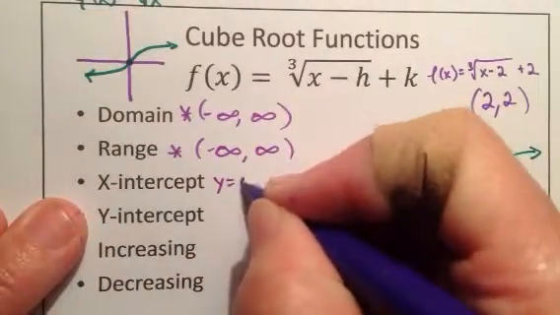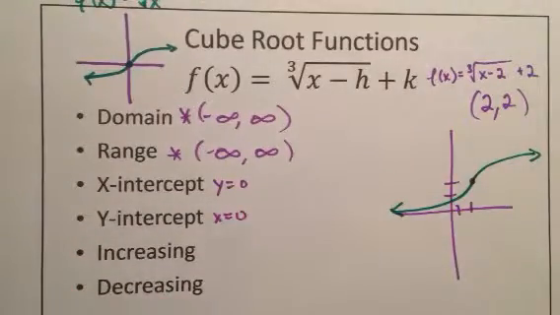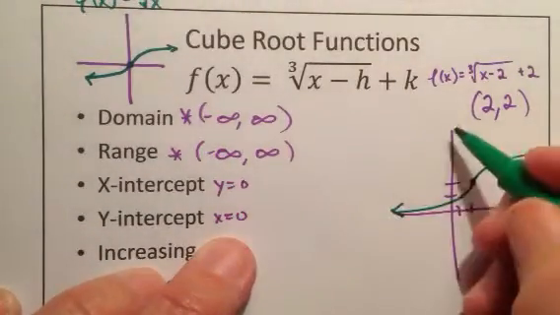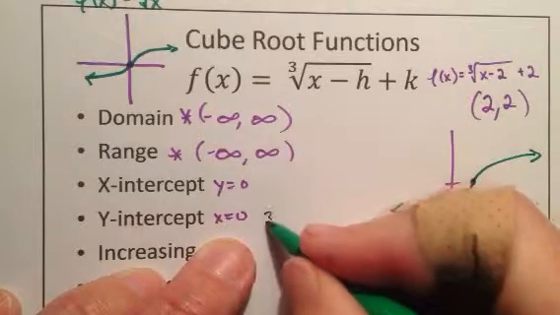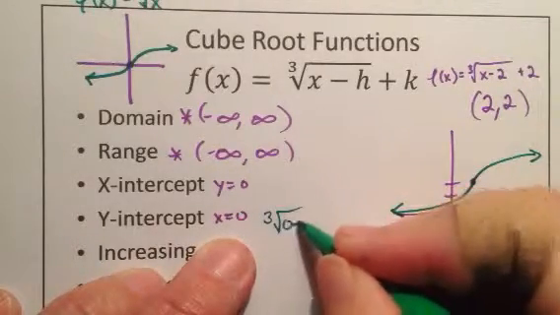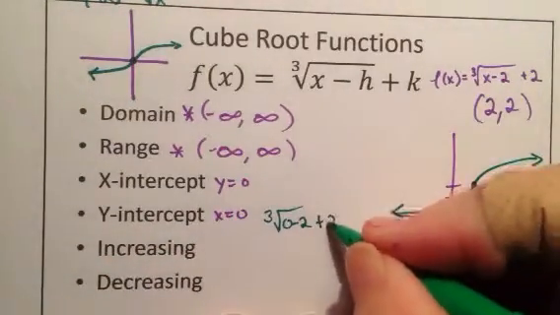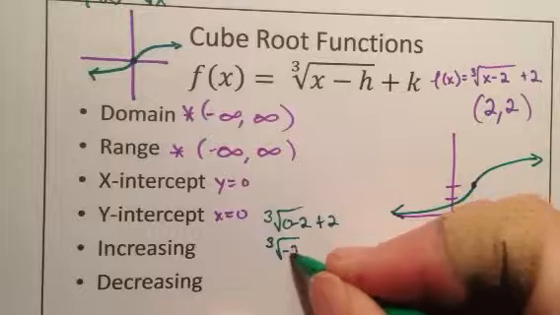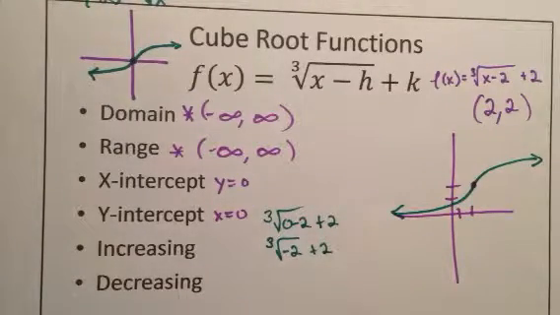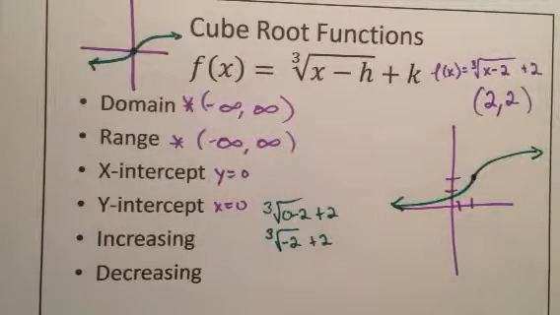Okay, set y equal to 0, set x equal to 0. So let's do the easy one first this time. If I plug 0 in here, I'm going to get the cube root of 0 minus 2 plus 2. So the cube root of negative 2 plus 2. Remember, if I have a negative under a cube root, that is actually fine, because negative times negative times negative is negative. So this is not an imaginary number. On my calculator, I'll show you guys in class how to do cube roots.